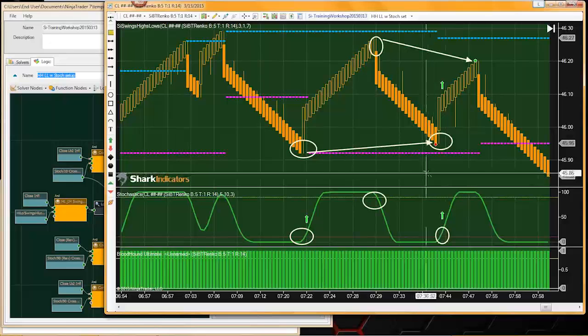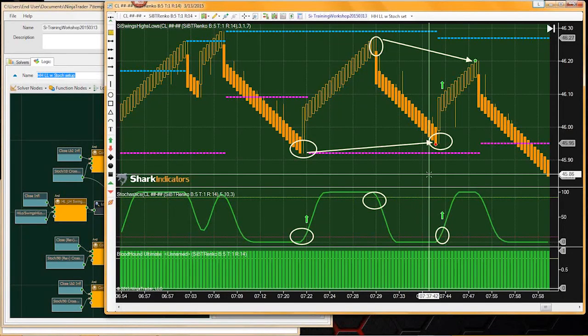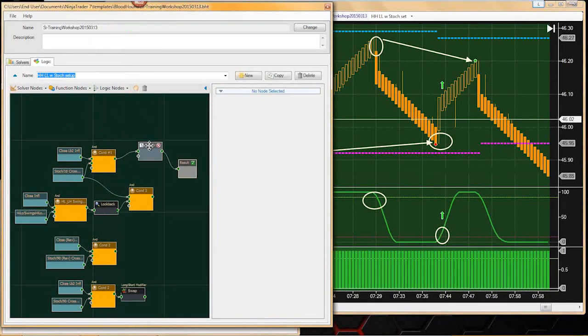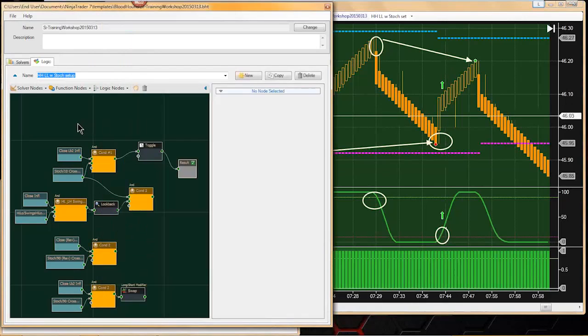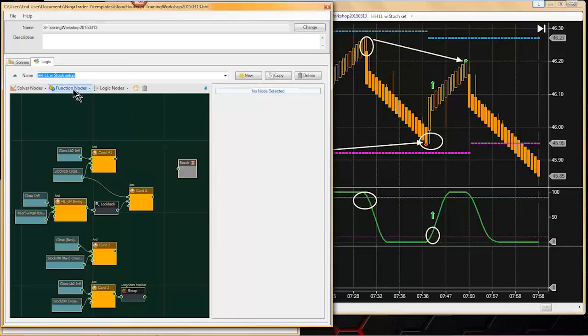Give me a moment to think of a good solution to turn this toggle node off. Well, actually, you know what? Maybe the signal extender might be easier in this case. Let me fiddle around with the signal extender instead.